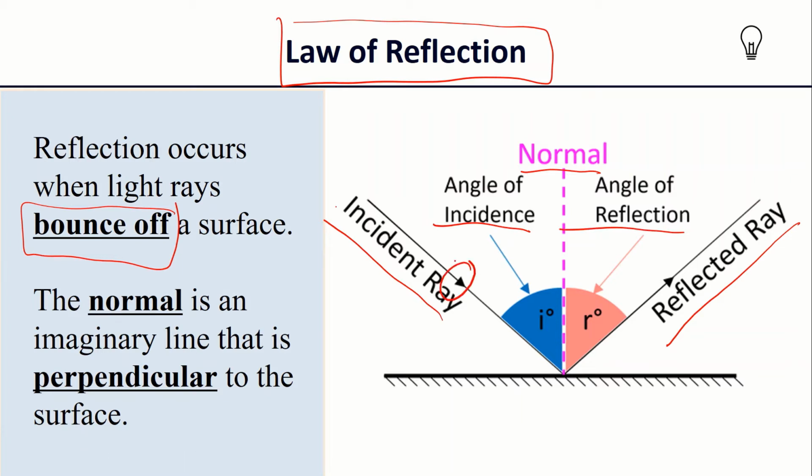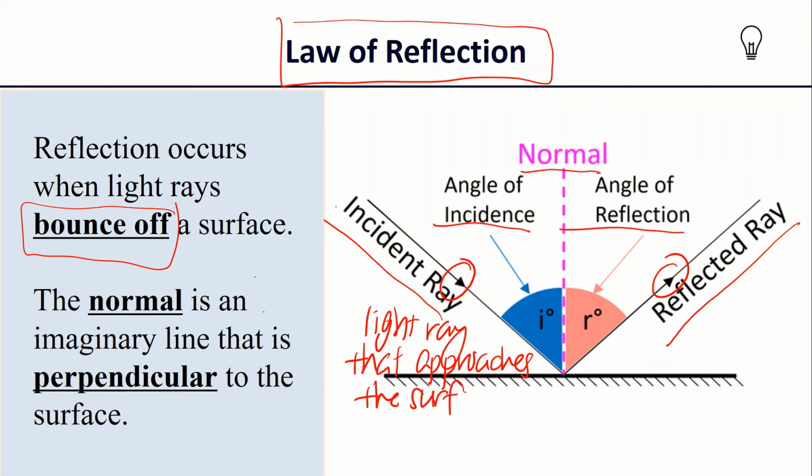If you can see the arrow head here, this tells us the direction of how the light travels. The incident ray is the ray that comes onto the surface. So the incident ray is the light ray that approaches the surface to be reflected. You may want to write this down in your notes. And of course you have the reflected ray.